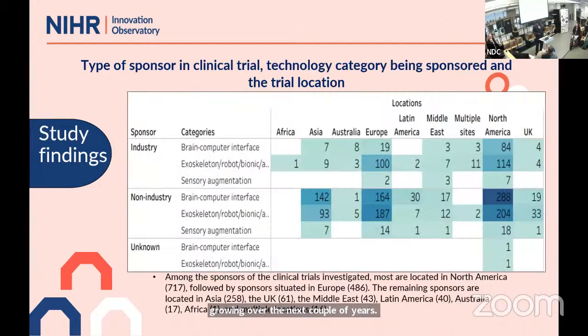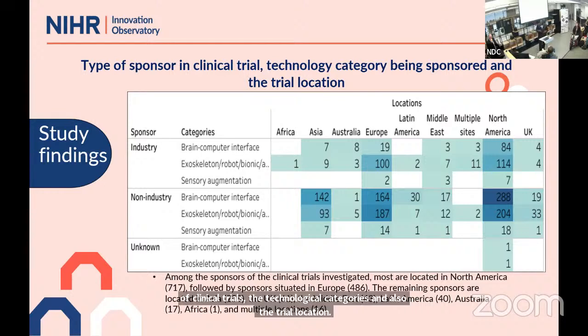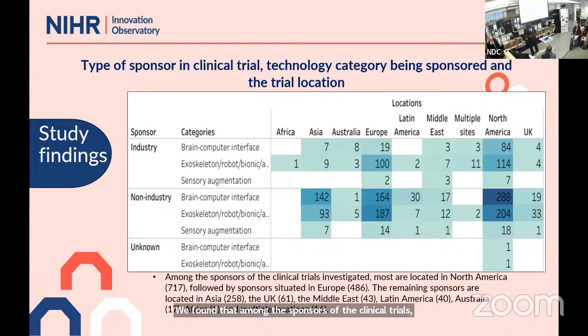In terms of the type of sponsor of clinical trials, the technological categories, and also the trial location, we found that among the sponsors of the clinical trials being investigated, most were located in North America. So the majority of the activity is happening in North America. And then it was followed by Europe, which had about 486. In North America, we had 717 clinical trials that were being sponsored.